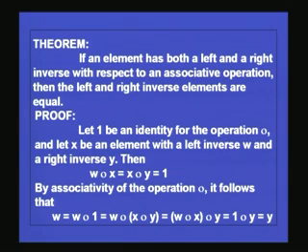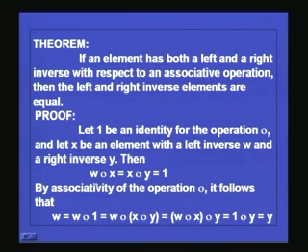So, let the identity element be denoted by 1 with respect to the operation dot, and let x be an element for which you have a left inverse w and a right inverse y. For x you have a left inverse w and also a right inverse y. So, w dot x is equal to 1 and x dot y is equal to 1.